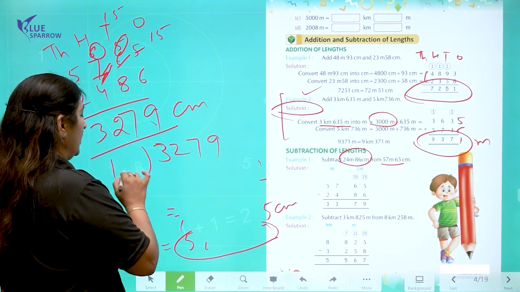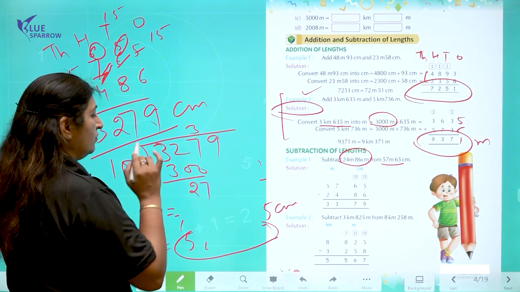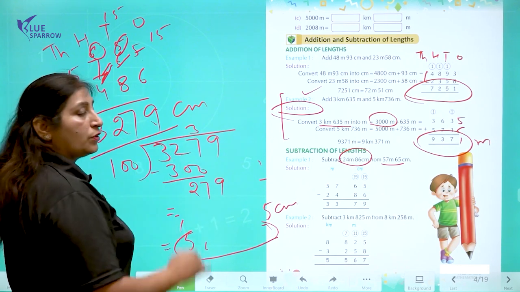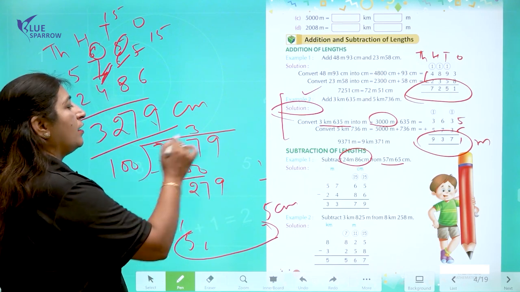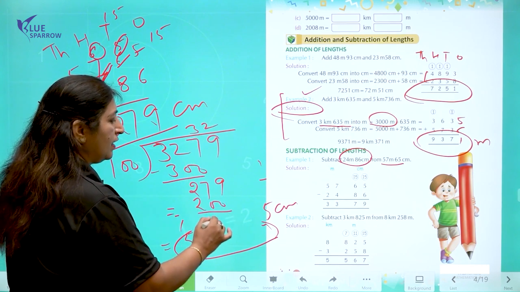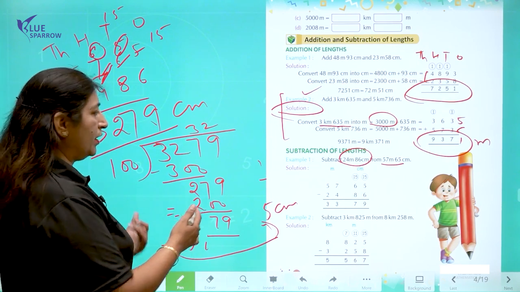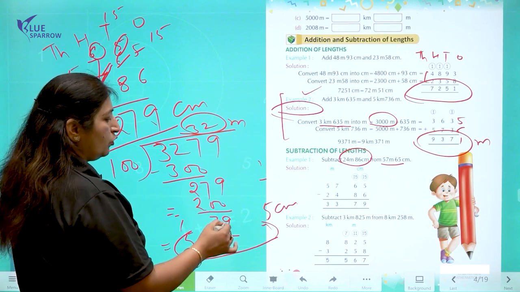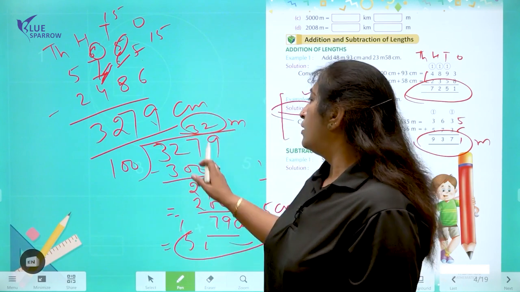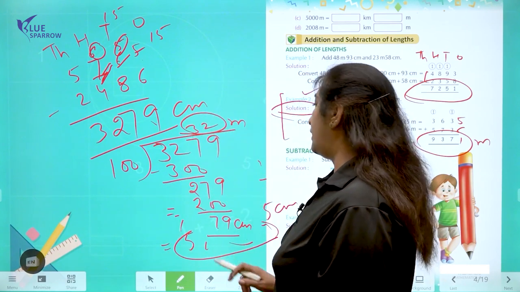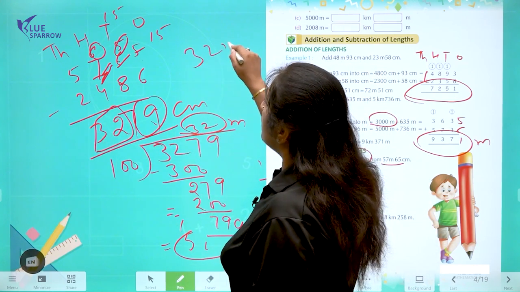3279 by 100, we get 100 threes are 300. 27 is left over while subtracting, and 9 was over there and we brought the 9 downwards. The number becomes 279 and 100 twos are again 200. 79 is left, which is less than 100. We can't divide 79 by 100. So this is meter, 32 meter and 79 centimeter. So your answer is 32 meter 79 centimeter. This is your answer.